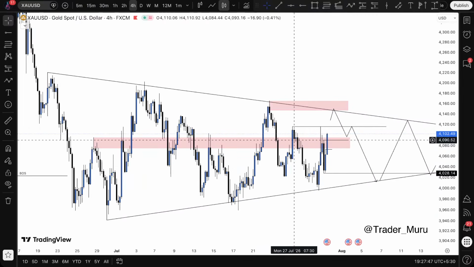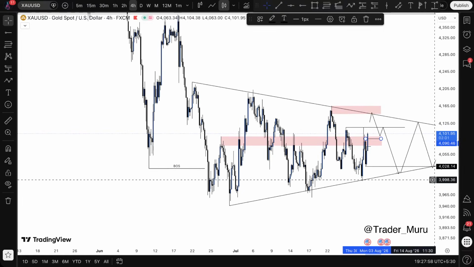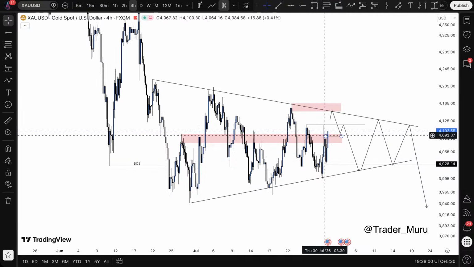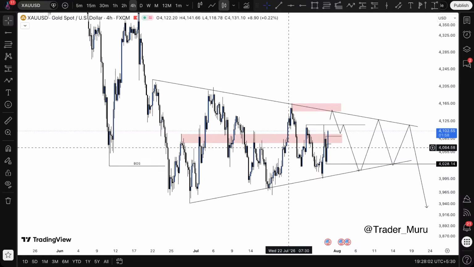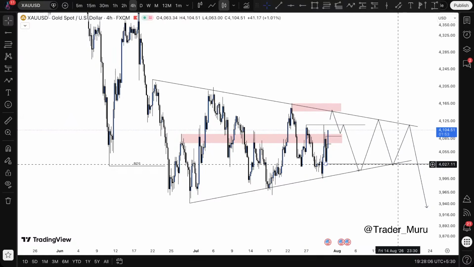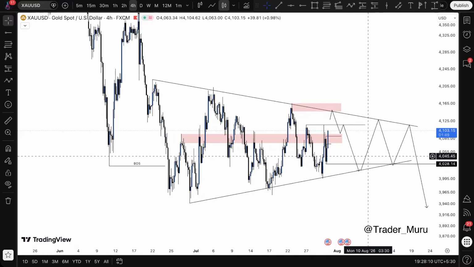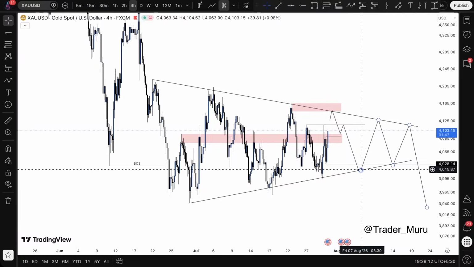We are waiting for 4-hour close. If we get a 4-hour close above this high of 4090, price will probably sweep this equal high, test this upper trend line and then start dropping. If this happens, then assume that price will be in this range for a longer period, maybe till NFP. Next Friday is coming here.